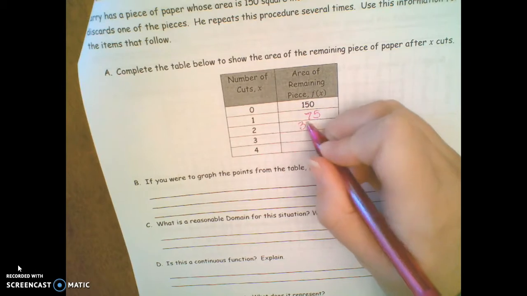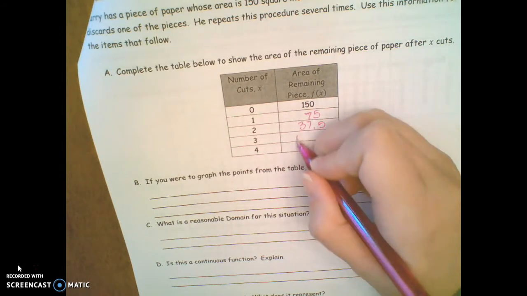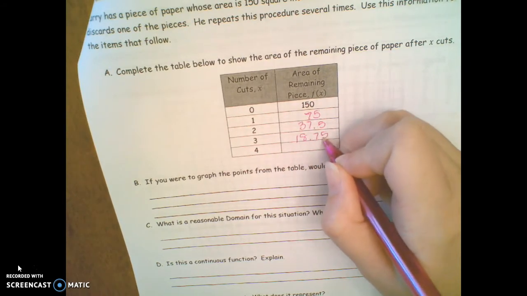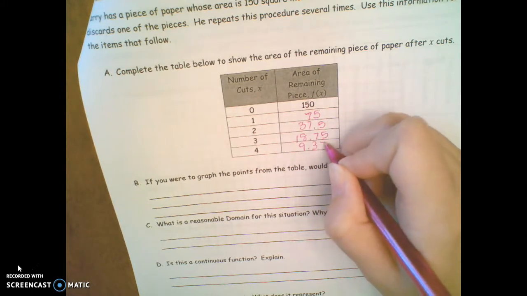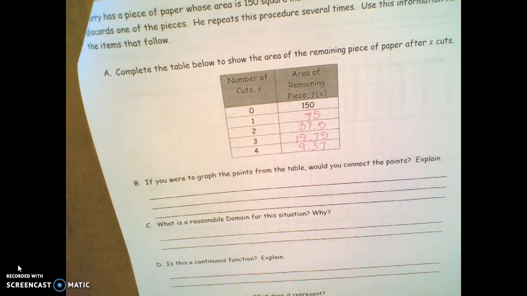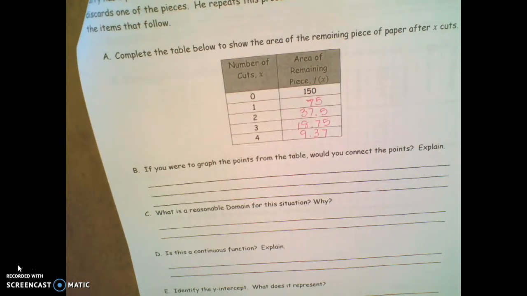Cut it in half, 37.5, 18.75, 9.37. And I did those ahead of time on a calculator.